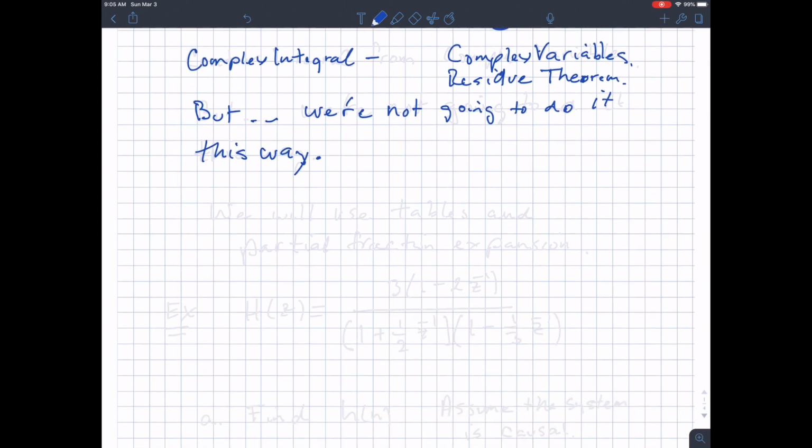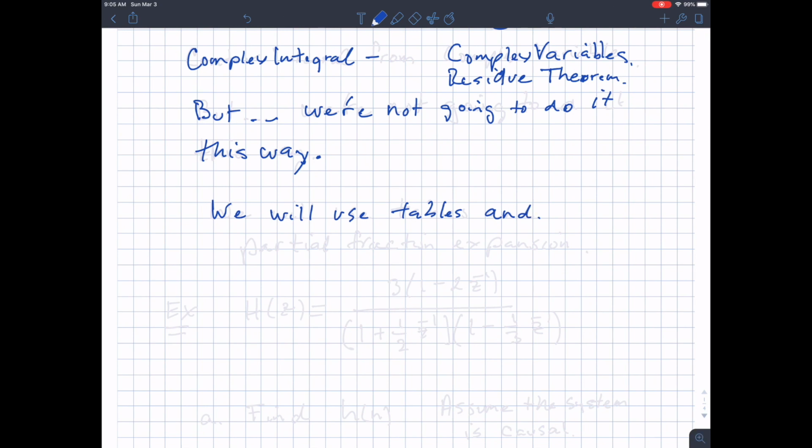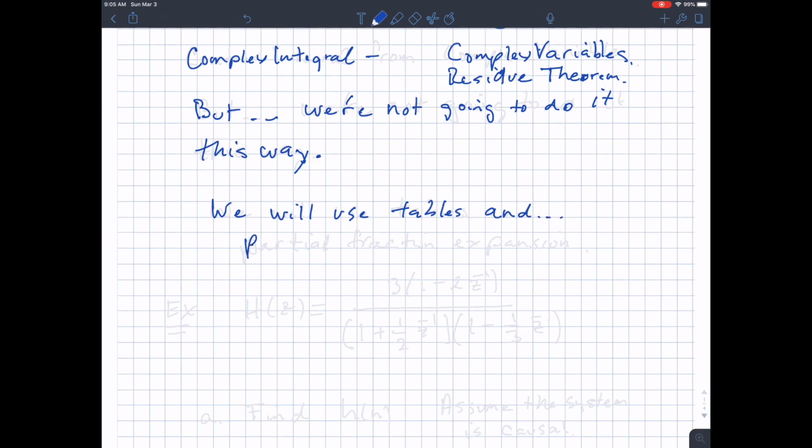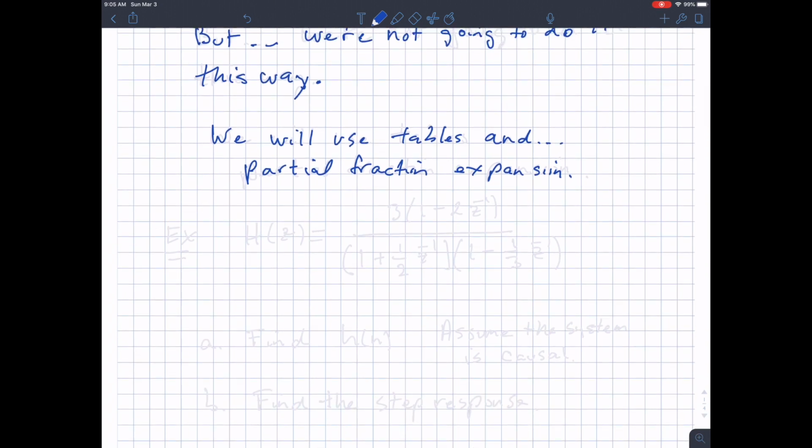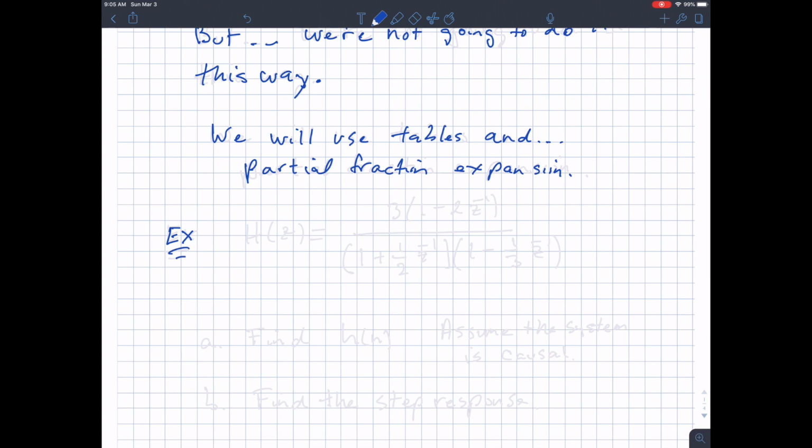Rather, instead, we're going to use tables, and because of the way things normally work out, you'll need to do partial fraction expansions to do inverse Z transforms. Okay, so this video covers inverse Z transforms, but also a bit about the convolution theorem.